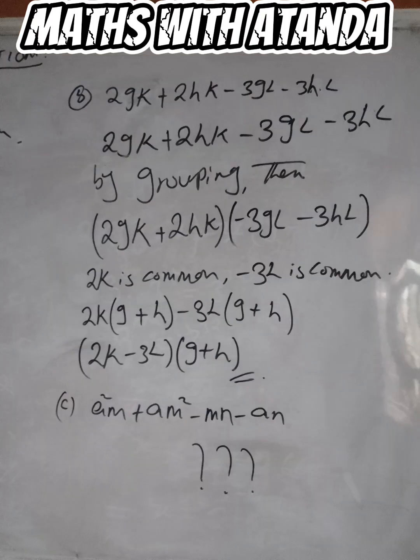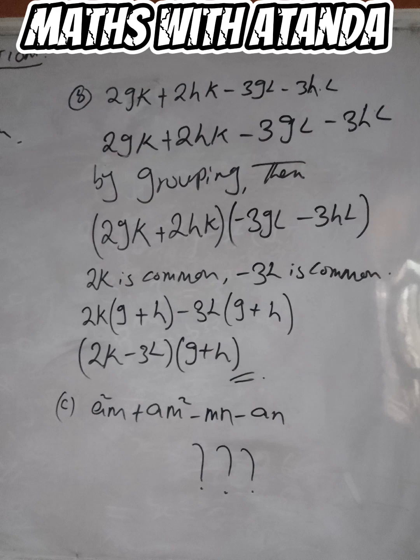If you look at the second problem, we have 2gk plus 2hk minus 3gl minus 3hl. Now to factorize this, we are still using the grouping method, which is in bracket 2gk plus 2hk, close the bracket, minus another bracket 3gl plus 3hl, right?